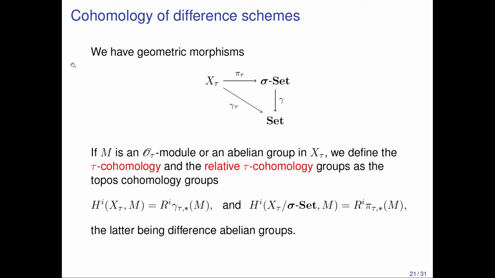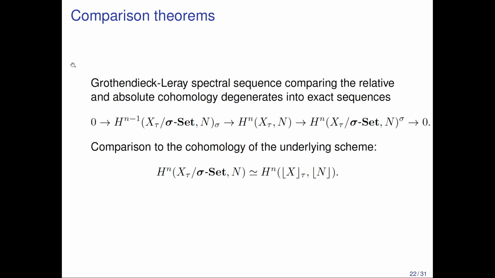Now, because this functor is the composite of these two, of course you have the Grothendieck spectral sequence to connect them. The Grothendieck-Leray spectral sequence comparing the relative and absolute cohomology degenerates into exact sequences. Why is that? Because we proved earlier that the derived functors of the fixed point functor vanish above 1. So out of the entire spectral sequence, you have a narrow band, which basically breaks down into a bunch of exact sequences like this. That applies for schemes as well as for difference rings.